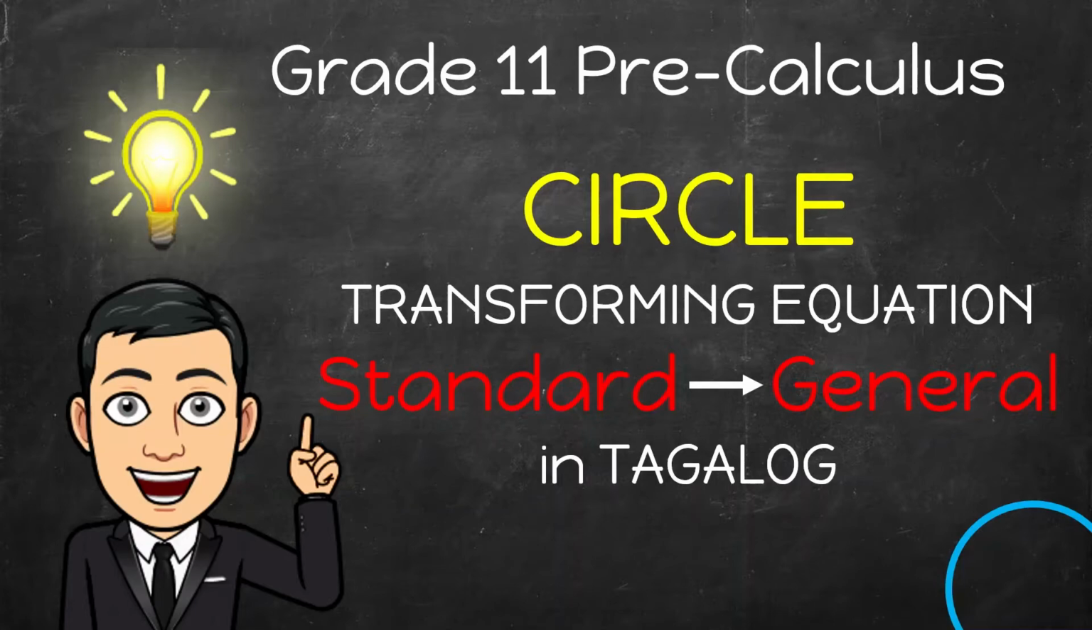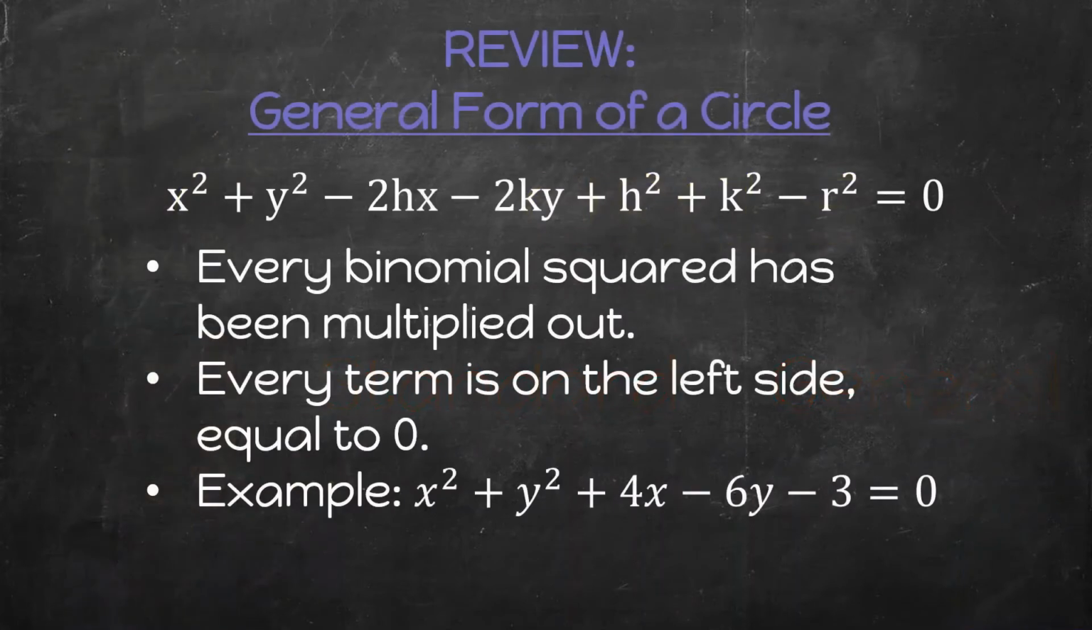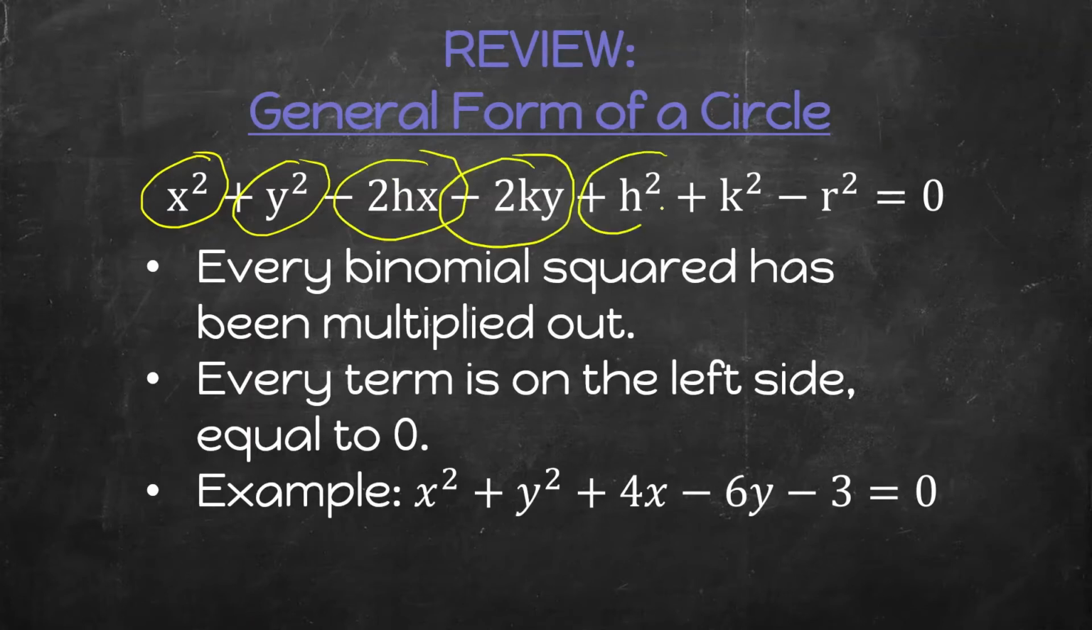Bago tayo mag-proceed in conversion, magkaroon tayo ulit ng another recap on the general form of a circle. Sabi natin, in general form of a circle, every binomial squared has been multiplied out. Dito, ang form niya, nauna si x, followed by y, yung 2hx natin, and then 2ky, and then h squared, k squared, and r squared. And then, every term is on the left side. Inililipat lang natin lahat sa left side and ine-equate natin into 0. So dapat lagi siyang equal to 0.